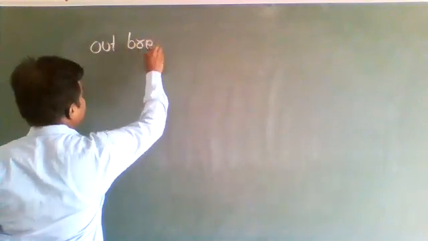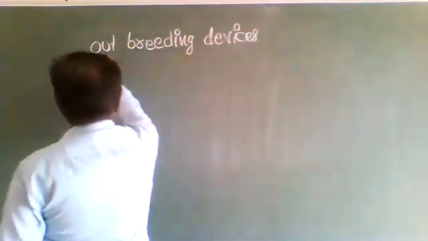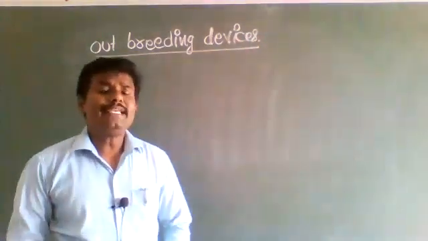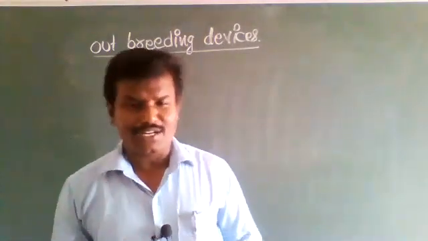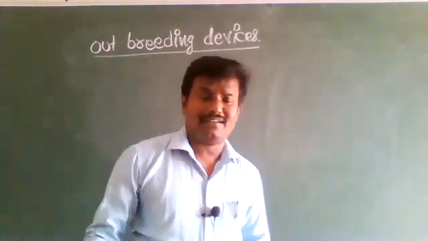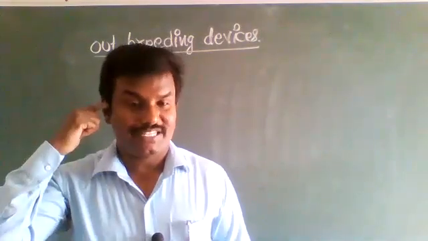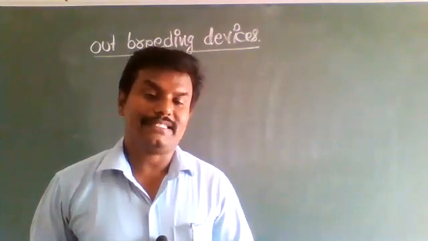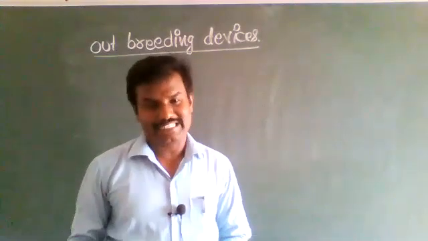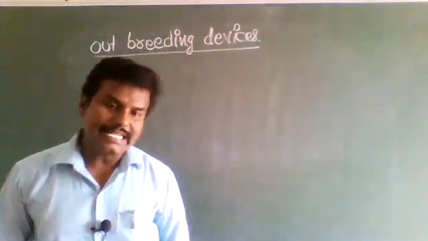Next topic is outbreeding devices. What are outbreeding devices? Generally, flowers perform self-pollination continuously, generation to generation. After a certain stage, the plants get bored of self-pollination. In those conditions, the plants make some modifications to attract cross-pollination and to stop self-pollination. That is called outbreeding devices.